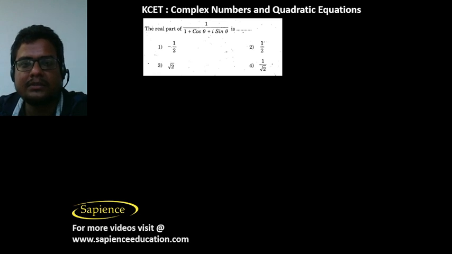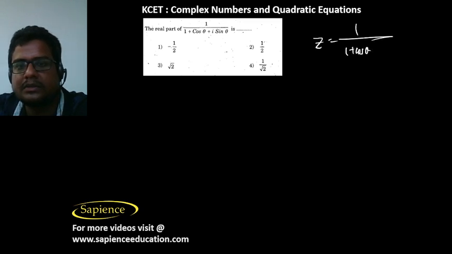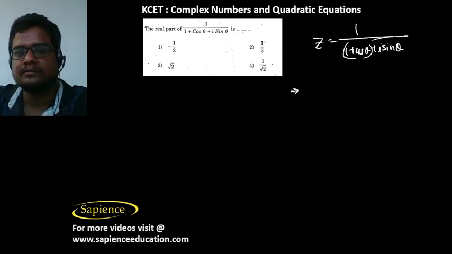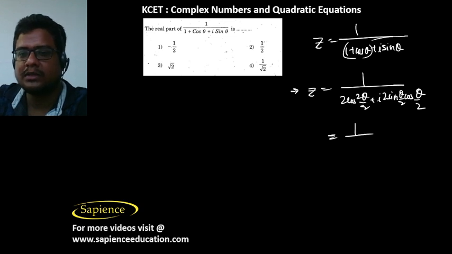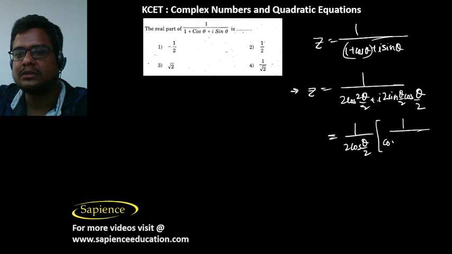Then here the real part of this complex number we have to find. So Z is equal to 1 by 1 plus cos theta plus I sin theta. So this Z can be written as 1 by 1 plus cos theta, which is 2 cos square theta by 2, plus I into 2 sin theta by 2 into cos theta by 2. So this will be 1 by 2 cos theta by 2, I can take as common, and then I can write 1 by cos theta by 2 plus I sin theta by 2.